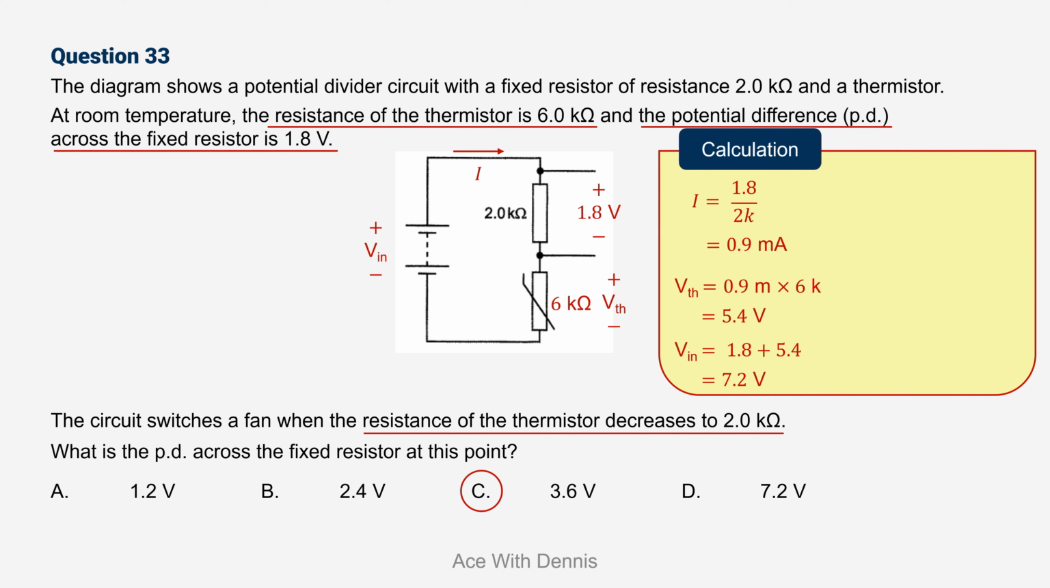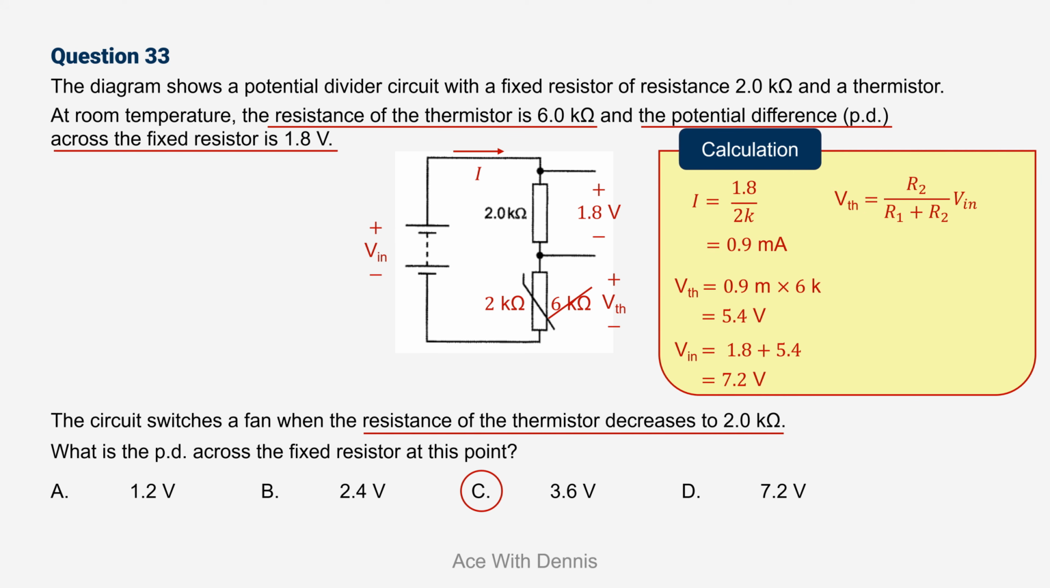Next, when the resistance of the thermistor decreases to 2.0 kilo ohms, the circuit switches on the fan. So now we change the resistance of the thermistor from 6 kilo ohms to 2 kilo ohms. Now the PD across the thermistor will change since the resistance changes.